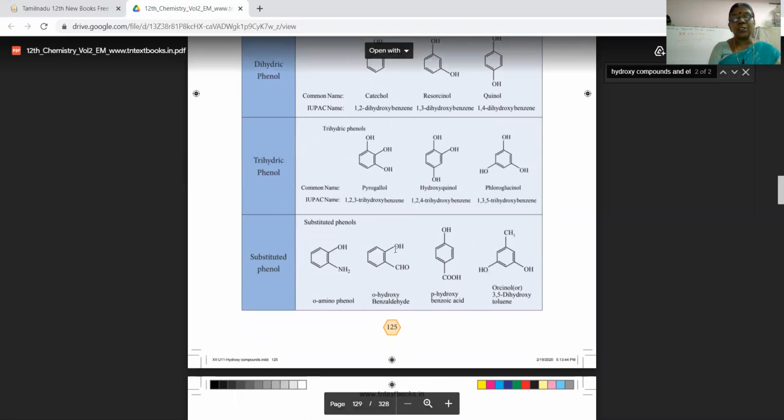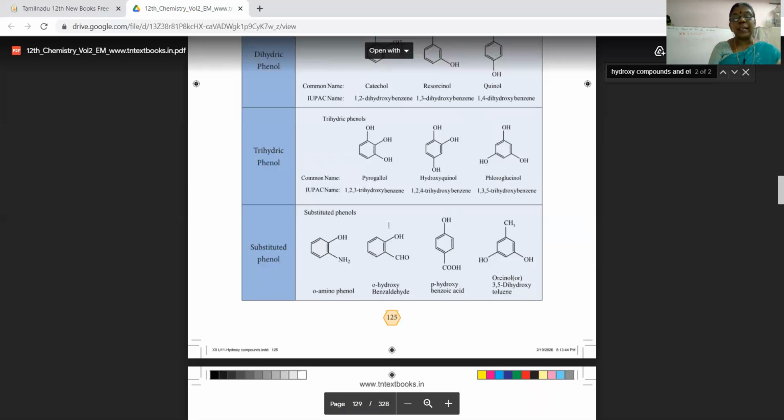Substituted phenols: depending upon the substituent, we can give the name as orthoaminophenol if an NH2 group is attached. If a CHO is there, that is called orthohydroxybenzaldehyde. If a COOH is there, that is called para-hydroxybenzoic acid. Suppose we have two hydroxy groups in different positions as well as the methyl group, then we can give the name orcinol, otherwise it is called 3,5-dihydroxytoluene. Toluene means having the CH3 group as a substituent.